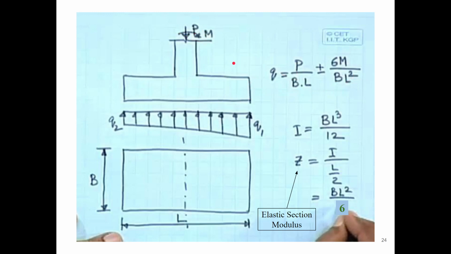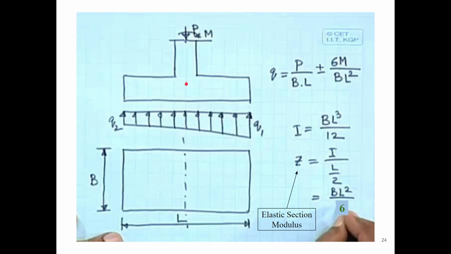So if we see that the force on this side, it will be higher. So it will be P by BL plus 6M by BL square. Why? Because the load as well as the moment are all acting in the same direction. But if we see this part, it will be lesser. In this case it is P by BL.